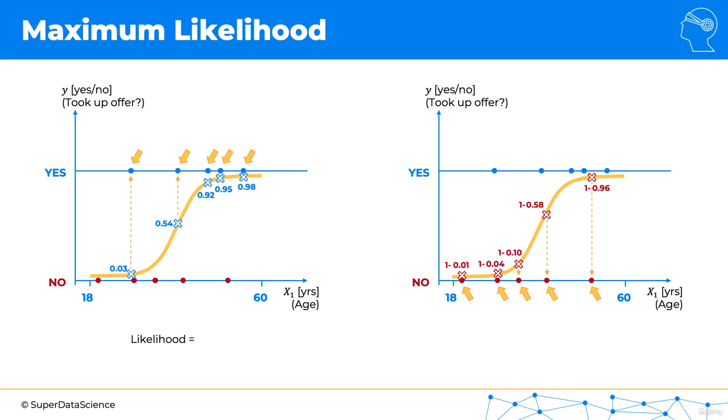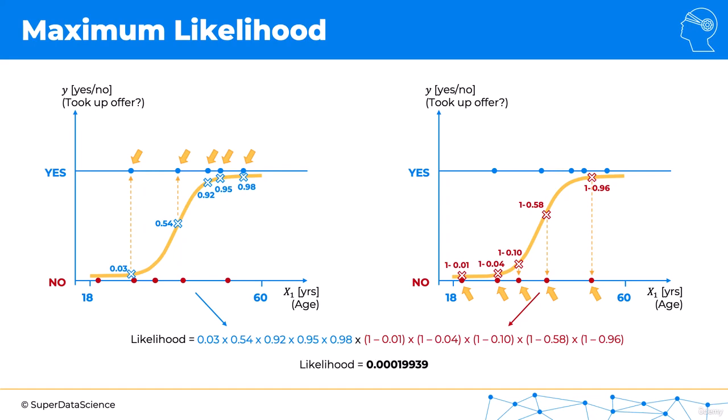And now we need to calculate likelihood. Likelihood is calculated by simply multiplying all of these numbers. So on the blue side, we multiply these numbers. On the red side, we multiply these numbers. And we get our value for likelihood.